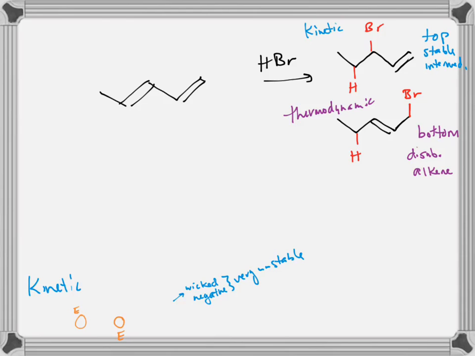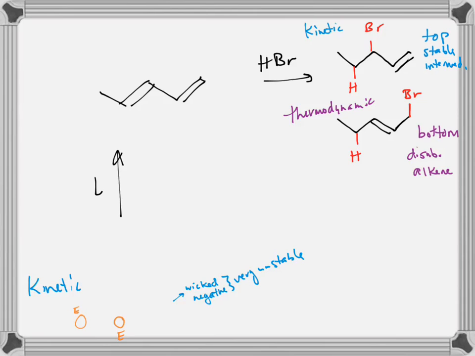Okay, so we get a kinetic versus thermodynamic. And the way we would favor each of those is by changing our reaction conditions. We can't change what we're adding to it because it's H and Br, and we're getting these two products. But what we can change is the temperature. What happens when we drop the temperature? When it's colder, it's kinetic. It's going to favor the kinetic because we now haven't given our reaction enough energy.